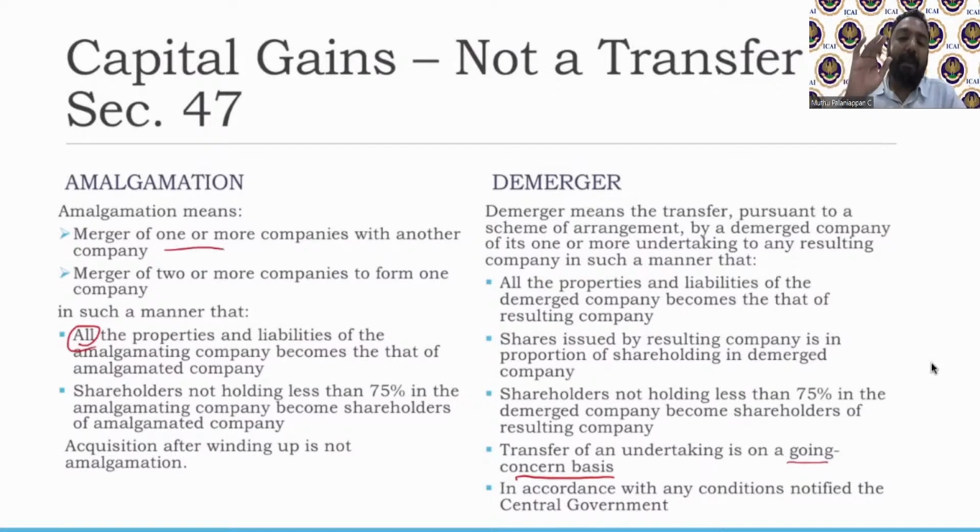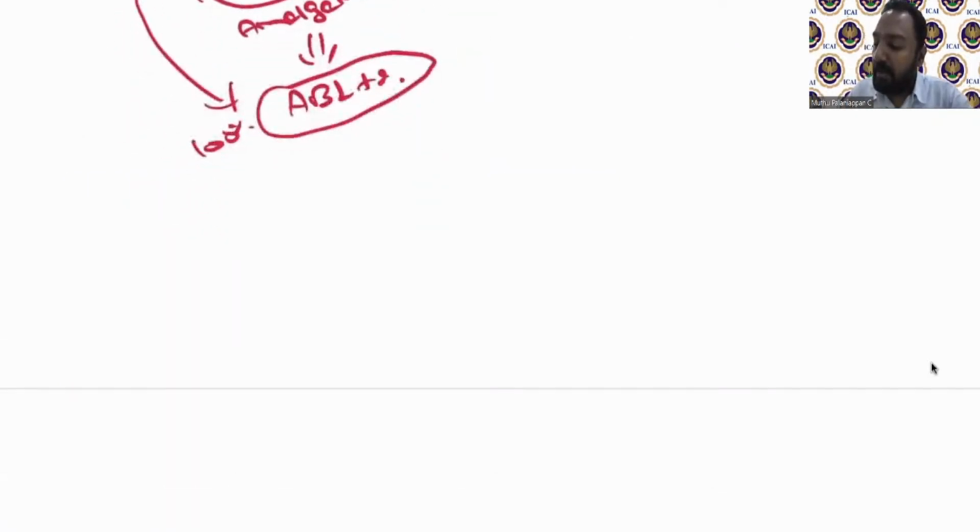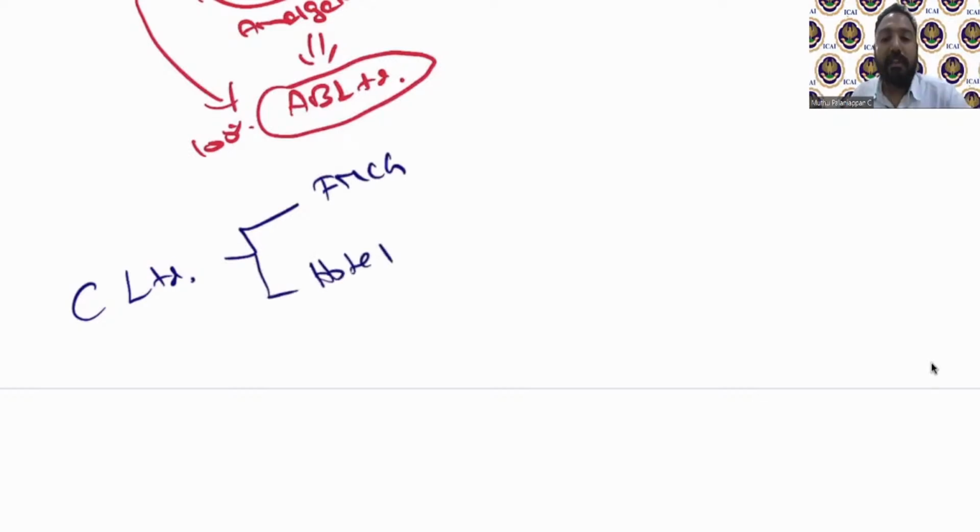So if you see amalgamation, all the assets and liabilities are transferred. At least 3/4 of shareholders should continue to be the shareholders of the amalgamated company. Demerger is again one company splitting into multiple entities. A unit or undertaking of one organization is being split. Let's take an example. There is a company called C Limited. They have two businesses, okay? FMCG, and another is hotel. So they run hotels. They also have an FMCG business.